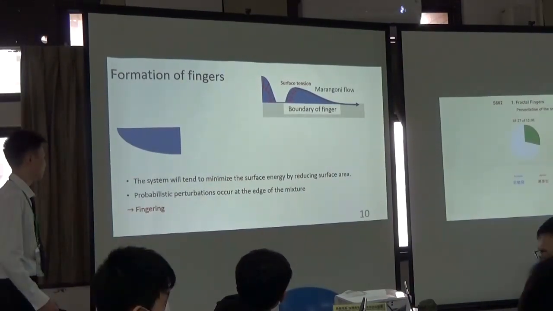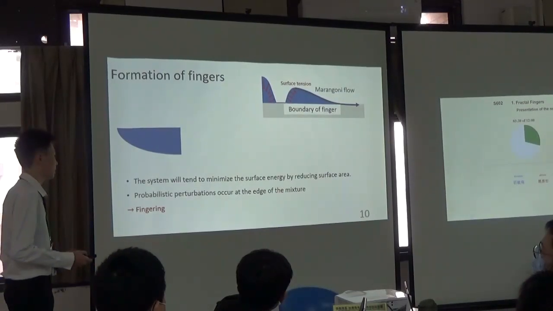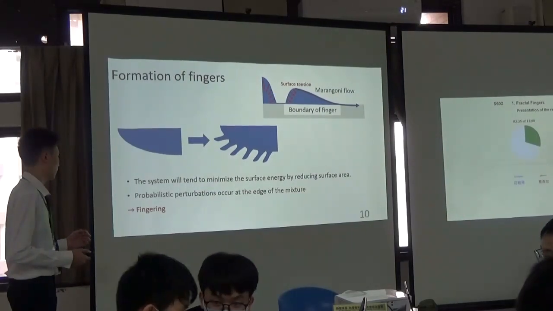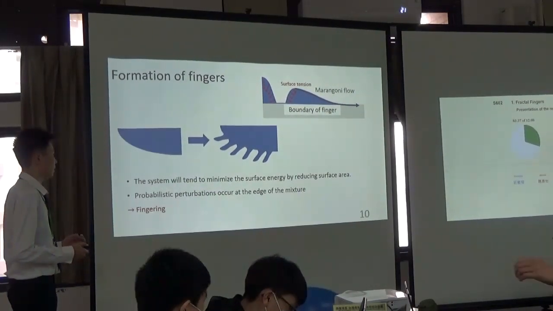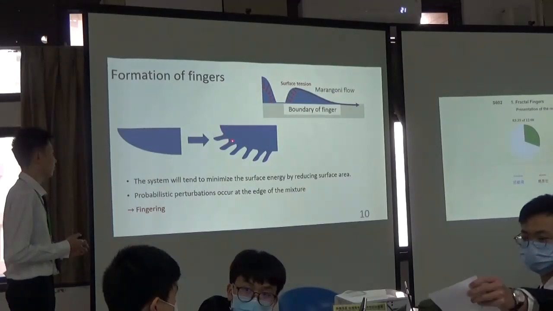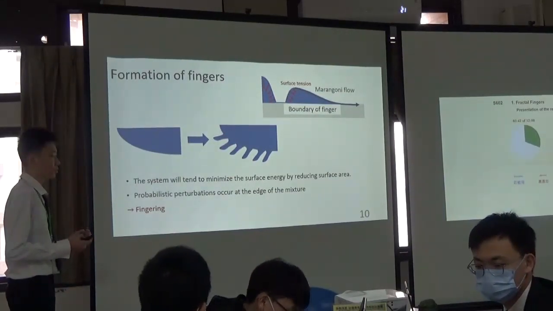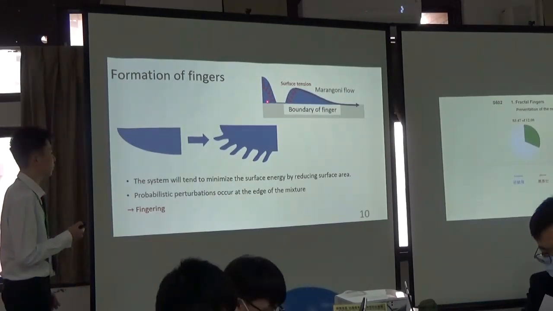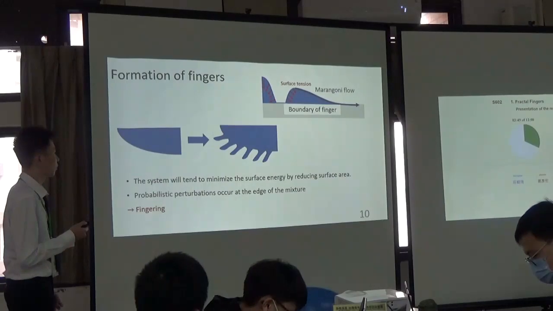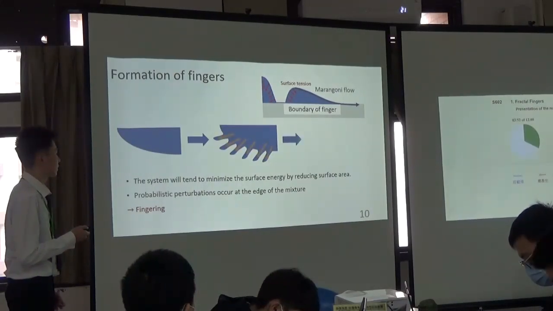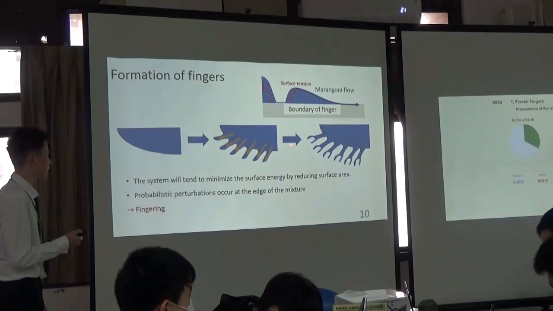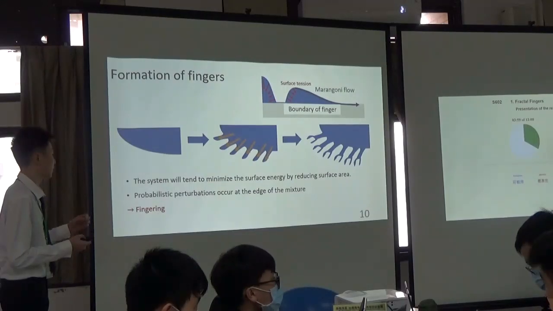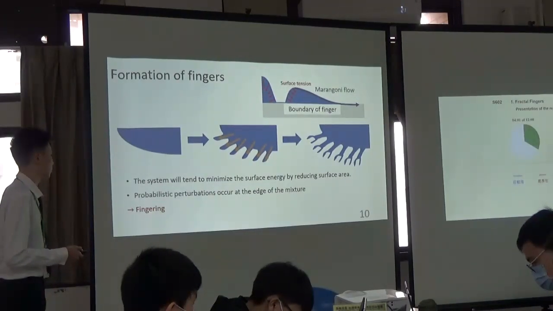Next is about the formation of fingers. Since the system will tend to minimize the surface energy, it will reduce its surface area. Because of probabilistic contributions, some places in the boundary of the mixture will want to decrease their surface area, so that it forms a fingering boundary. And this is the boundary of the finger. Since the Marangoni flow will pull the finger outward, the finger will expand. And at the boundary of the finger, it will split into two parts because of the probabilistic contribution.